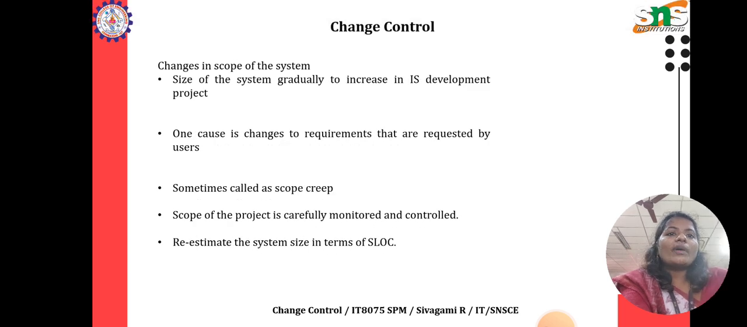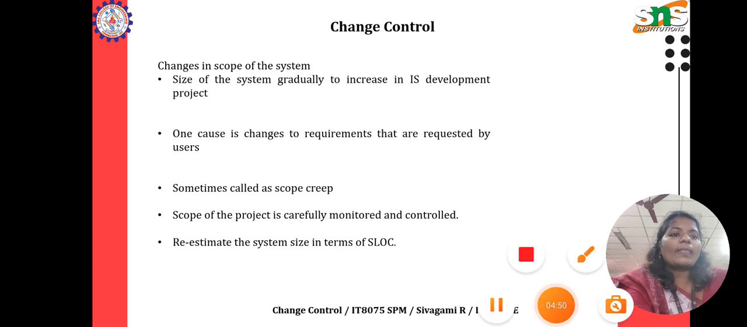Now, changes in the scope of the system. The size of the system gradually increases in an IS development project. One case is changes to requirements requested by users, sometimes called scope creep. The scope of the project is carefully monitored and controlled, and the system size is re-estimated in terms of SLOC.